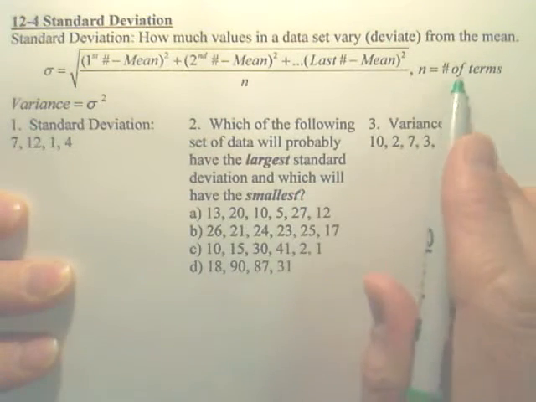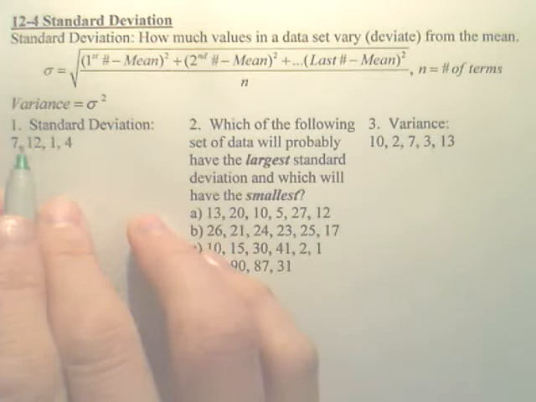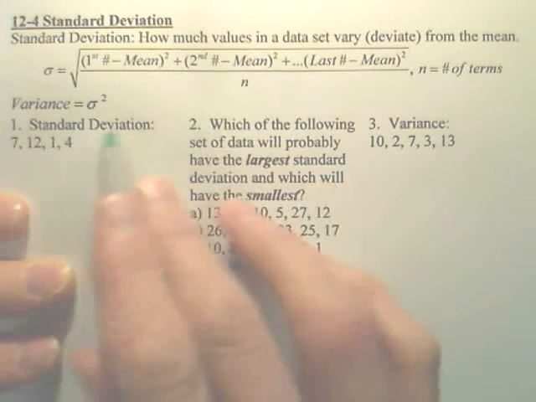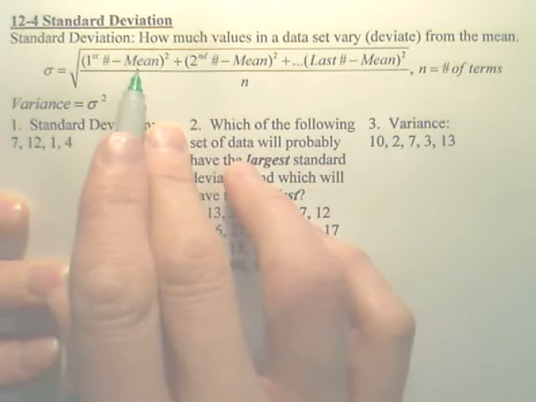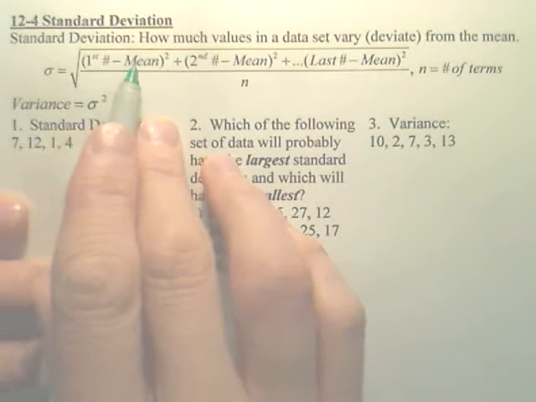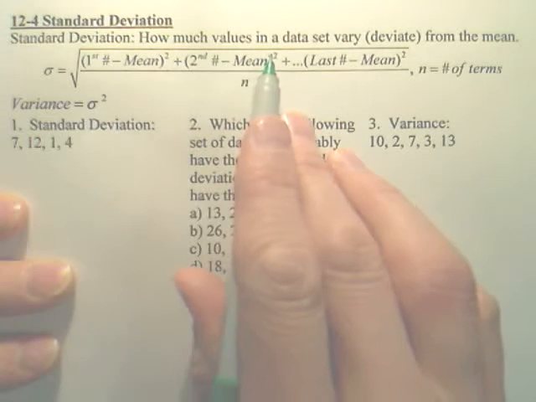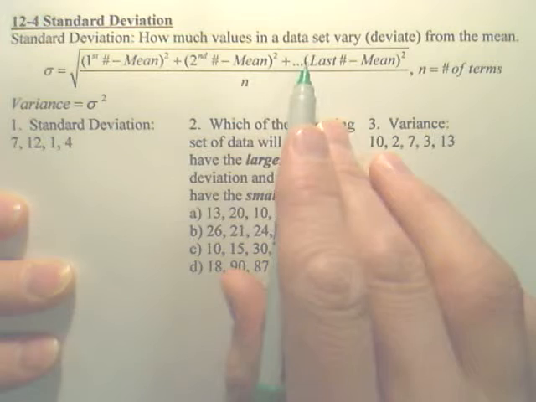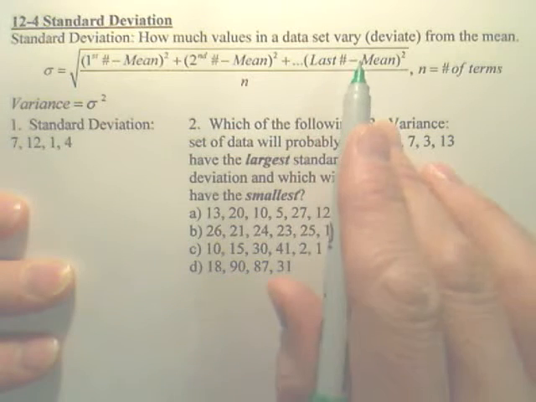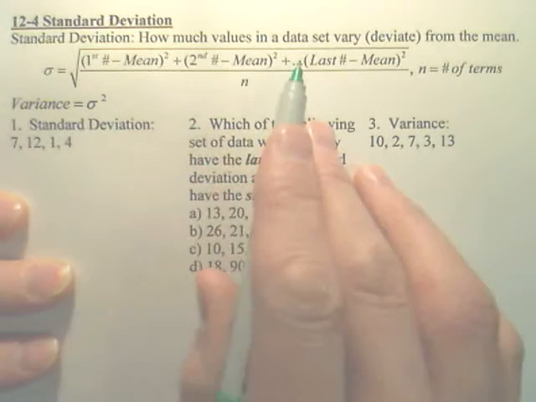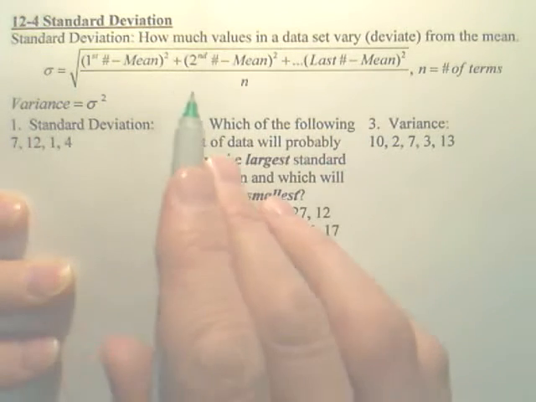N stands for the number of terms. So, for instance, how many terms are here? 4. So that's going to be 4 in this particular problem. Mean is your average. So basically, you take your first number, subtract your mean, square it. Second number, subtract your mean, square it. Third number, subtract your mean, square it, until you do all your numbers. Divide by how many numbers, so average them, square root it. That's your standard deviation.